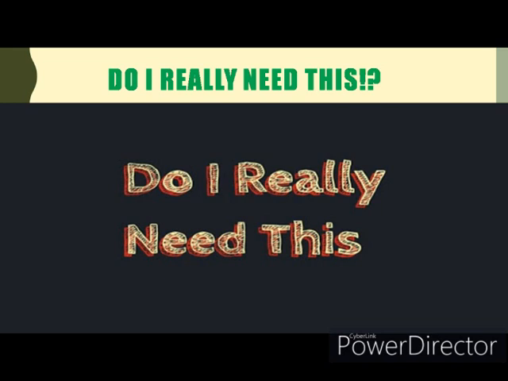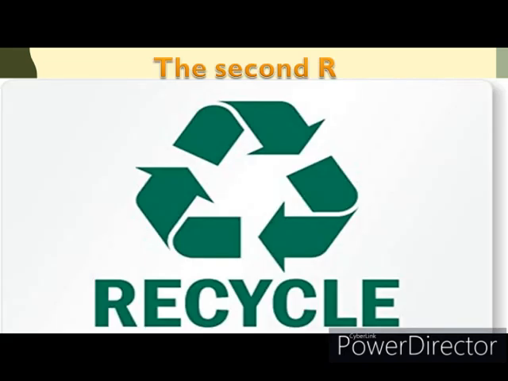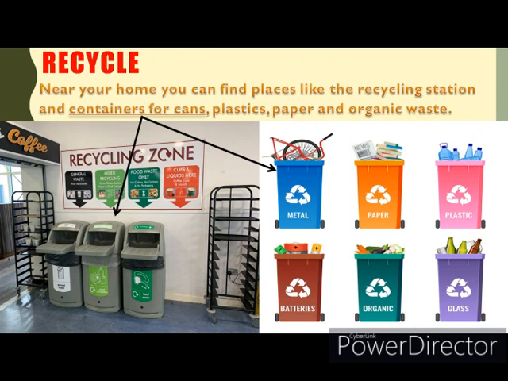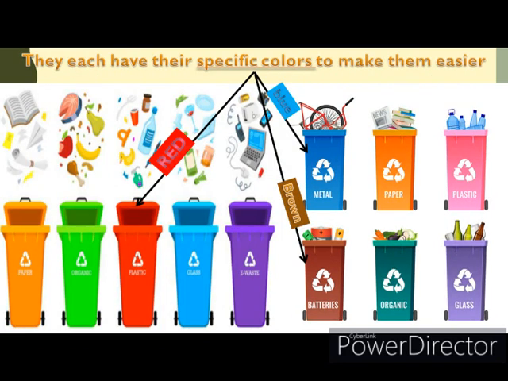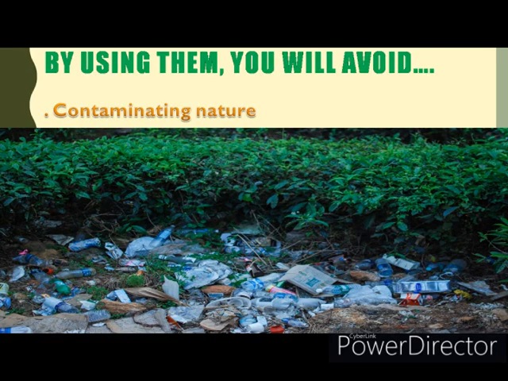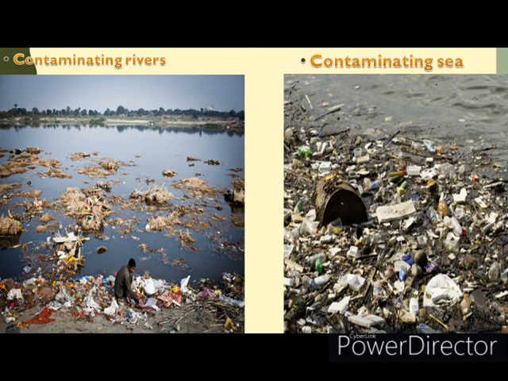Okay, so what about the second R? The second R is for recycling. Now it's easier than ever to recycle things we don't need anymore so that they can be reused. Near your home, you can find places like the recycling station and containers for cans, plastic, paper, or organic waste. They each have their specific colors to make them easier for you. By using them, you will avoid contaminating nature, like rivers and the sea, as well as the atmosphere.